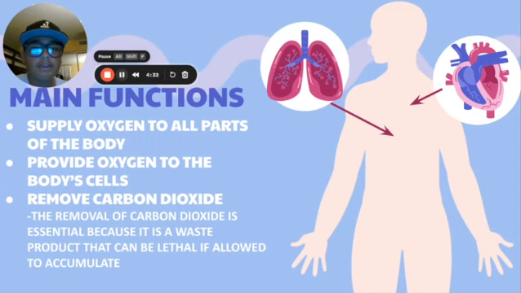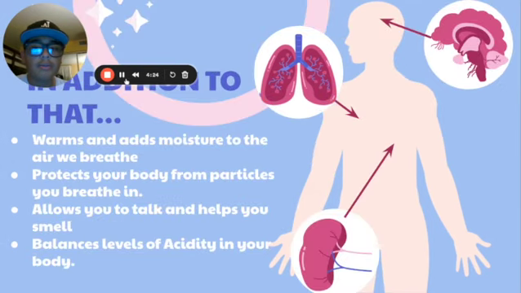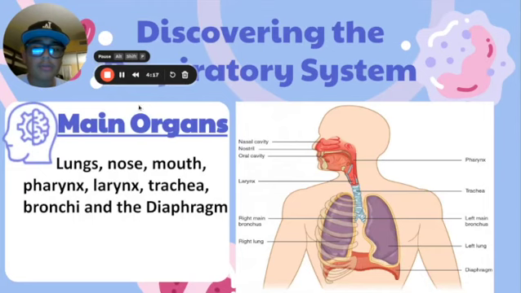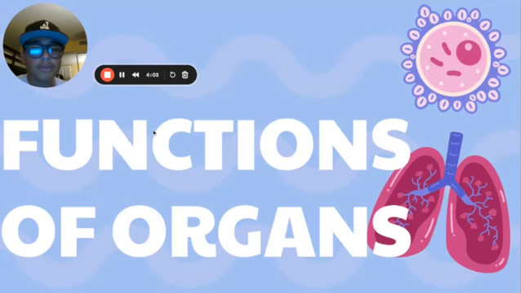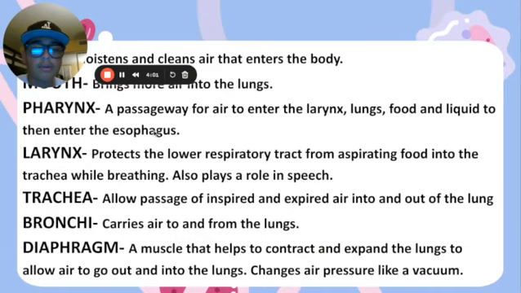The main function of the respiratory system is to supply the whole body and its cells with oxygen and remove carbon dioxide, the waste product. In addition to that, the respiratory system filters the air we breathe and allows you to talk and smell. So, main organs include lungs, nose, mouth, pharynx, larynx, trachea, bronchi, and the diaphragm. Two main parts are the upper respiratory tract and the lower respiratory tract, and their division is between the larynx and the trachea. So, I'll be going over functions now.